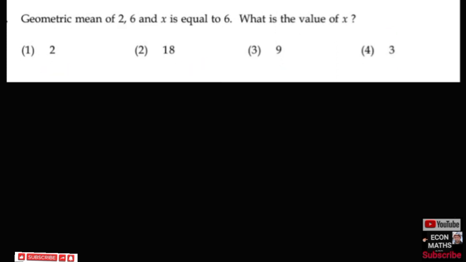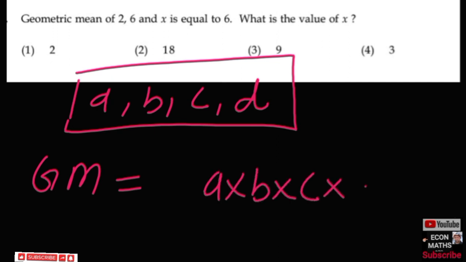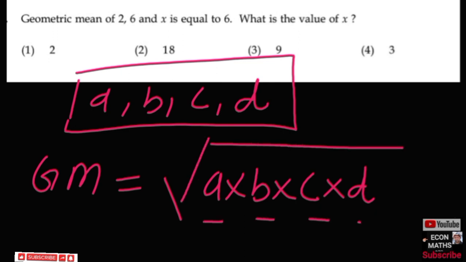First of all, a geometric mean is obtained by multiplying all the numbers together and taking the nth root of the product. That is, if we are given numbers, let us say a, b, c and d, and we want to find the geometric mean of these numbers, we multiply a into b into c into d and take their nth root. Here the number of terms is 1, 2, 3, 4, so we take the fourth root. This is the formula for calculating the geometric mean.